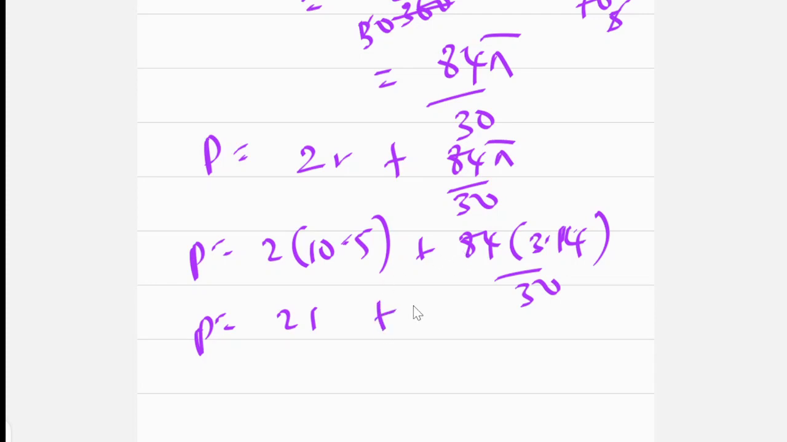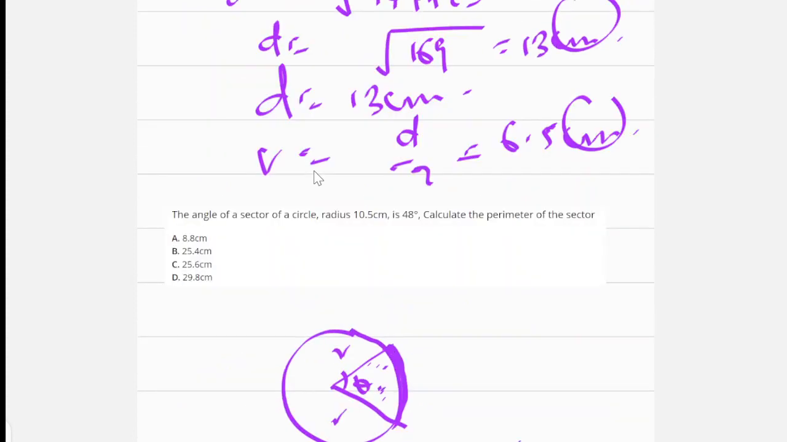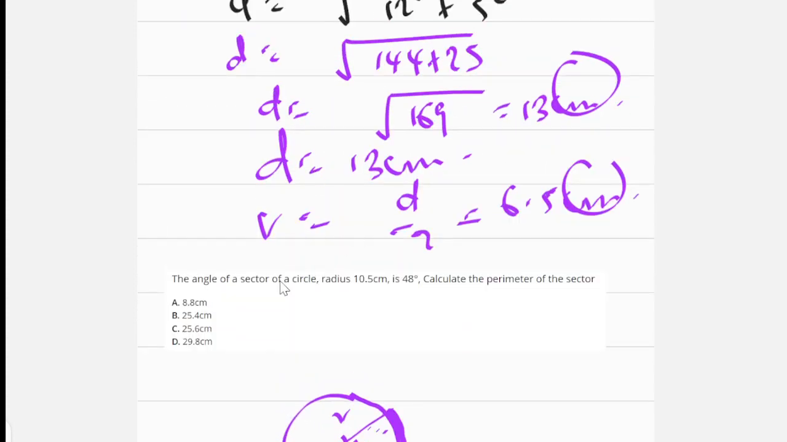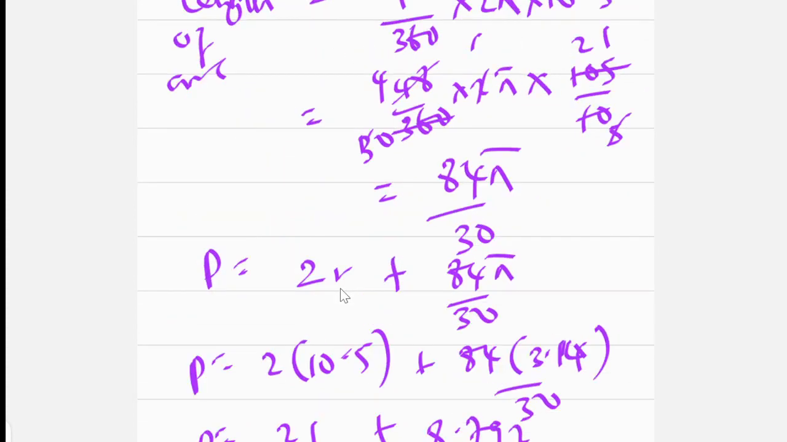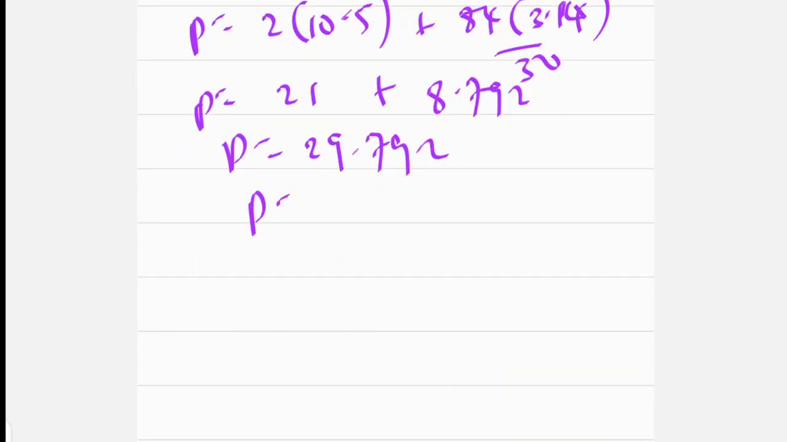Excuse me. So then 84 times 3.14 divided by 30, that is 8.792. So if you add it together, you are going to have 29.792. So let's see what they have. I think this is more closer, option D. Because if you rewrite this in 2 decimal places, then my perimeter will now be 29.9 centimeter.